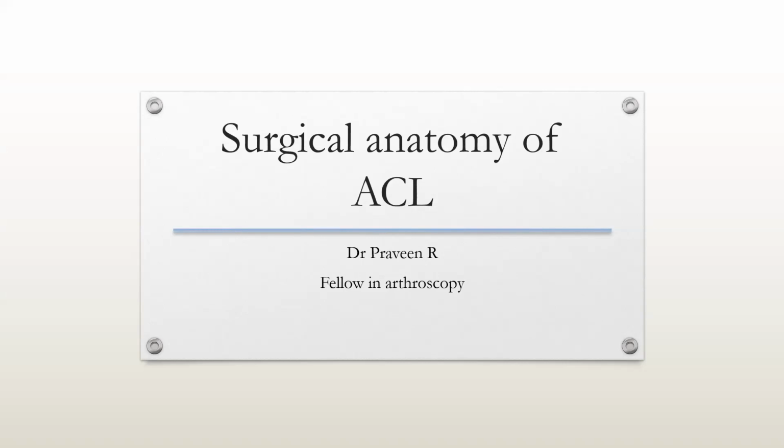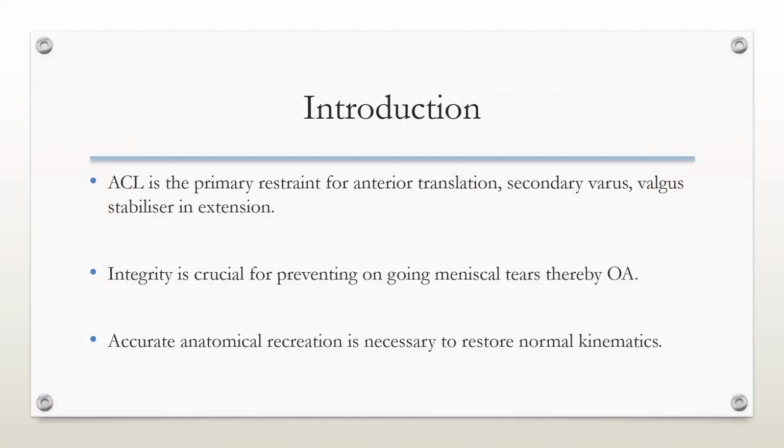Yes. So, morning, everyone. Today I'll be speaking about the surgical anatomy of the ACL. As you all know, the anterior cruciate ligament is the primary restraint for anterior translation of the knee in flexion, and in addition, it also acts as a secondary restraint for varus and valgus strains in the knee in extension. Though the direct implication of ACL tears on the progression of osteoarthritis is debated, there are many studies convincingly showing the integrity of the ACL is crucial to prevent ongoing meniscal tears and thereby osteoarthritis.